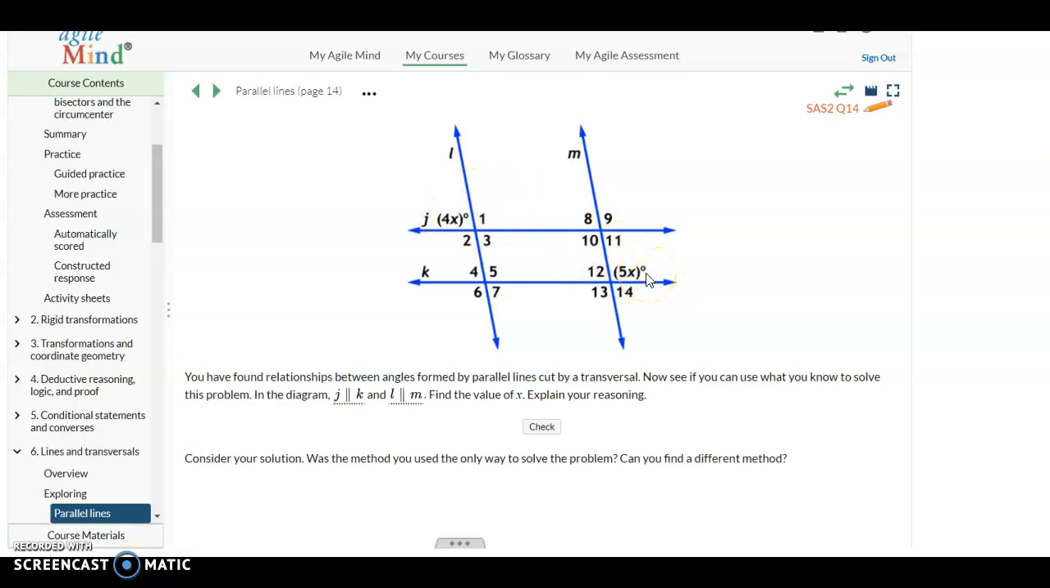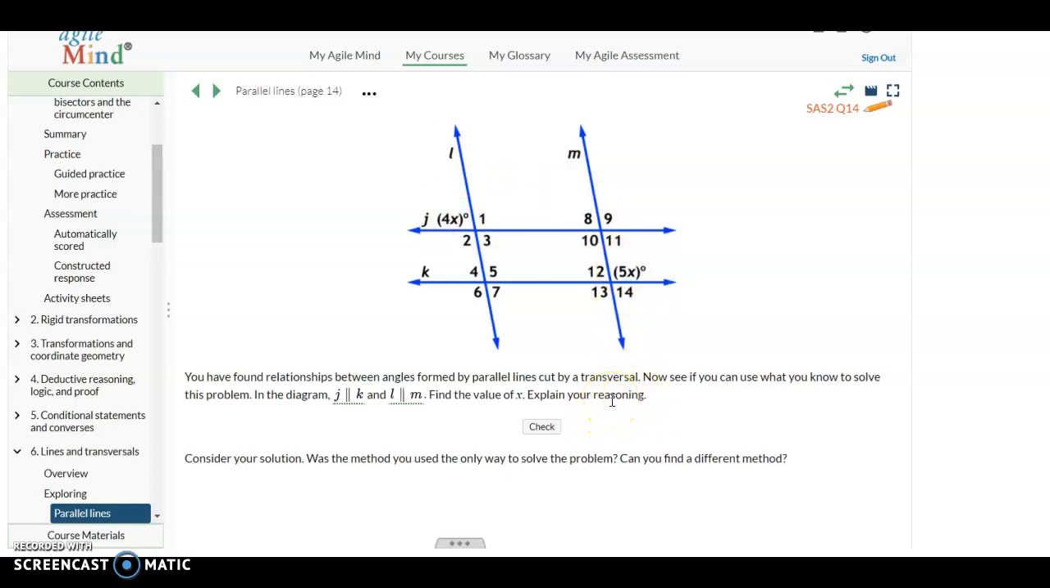Now I can tell by looking that 4x is an acute angle and 5x is an obtuse angle. So it certainly wouldn't make sense to say these are equal to each other. Also, what number would you be able to multiply by 4 and by 5 and have them be equal? Well, it'd have to be 0, and that wouldn't make sense. That would make those angles 0 degrees. So obviously these two angles are supplementary, but we've got to be able to explain our reasoning.